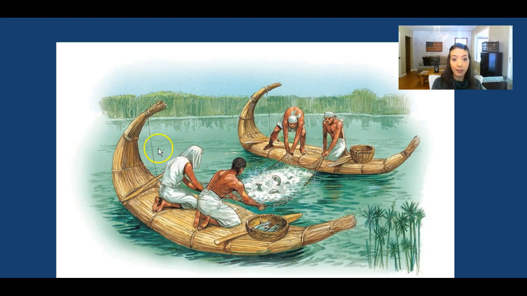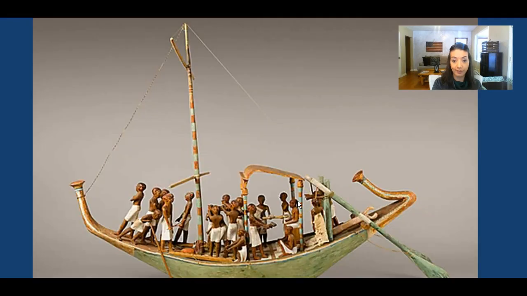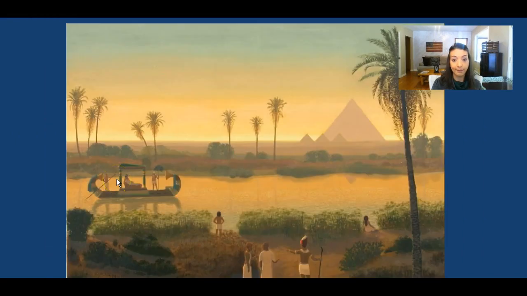All right, so in this picture, you can see that they learned how to build boats and they were fishermen right there in the middle. This is an actual piece of art from Egypt, and you can see that this is one of those boats that we saw in the previous picture, but there are many people traveling in this boat. So not only did they use the river for trading and for fishing, but they also used it to transport people.